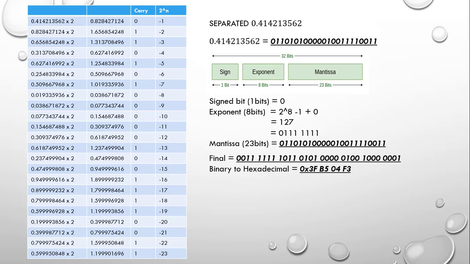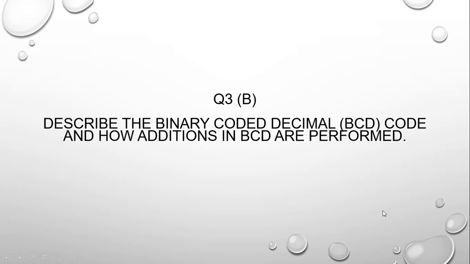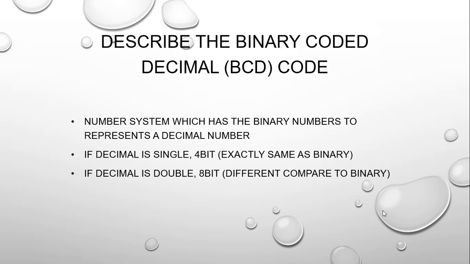So we'll proceed with Q3B. The question is: describe the binary coded decimal code and how addition in BCD is performed. So what is BCD? BCD is short for binary coded decimal, a number system which uses binary numbers to represent a decimal number. BCD is a kind of decimal number which contains 10 digits from 0 to 9, and the binary will be 0000 to 1001.